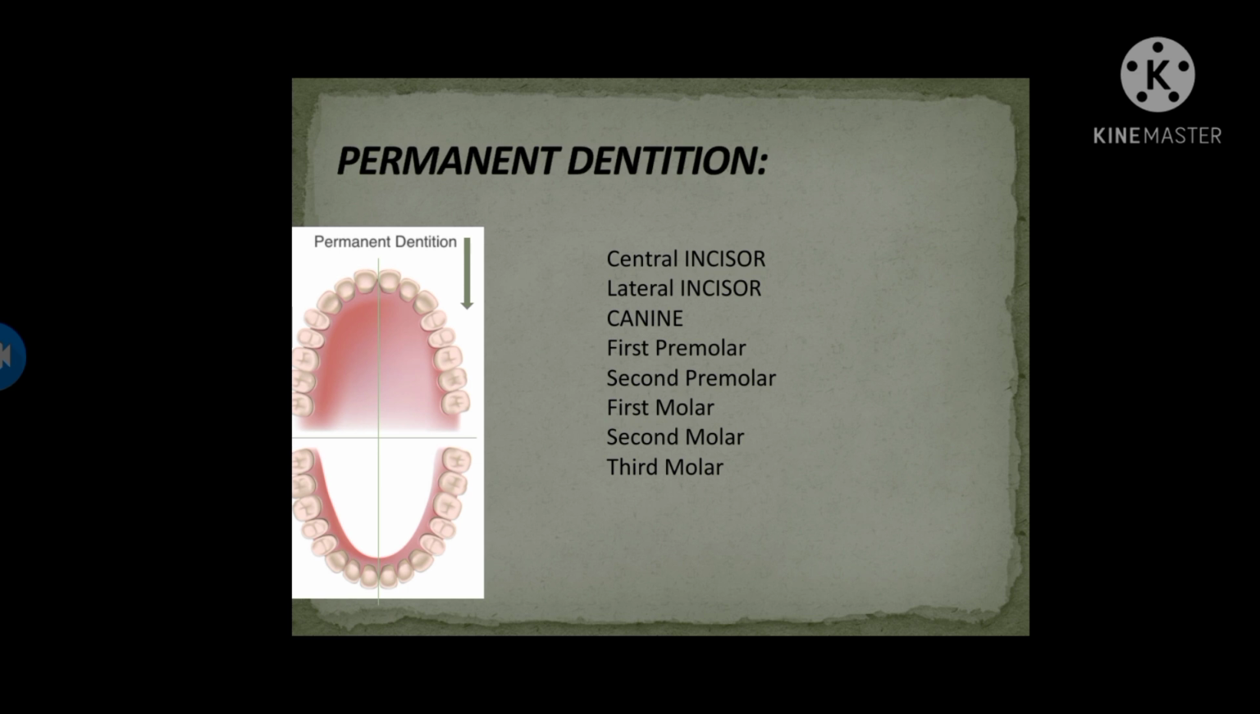Then lateral to it will be the lateral incisor. Then we have the canine. Then we have the first premolar. Then the second premolar. Then the first, second, and third molars.